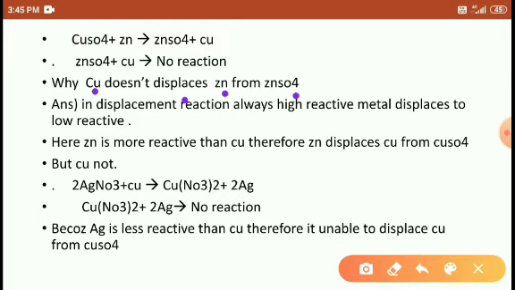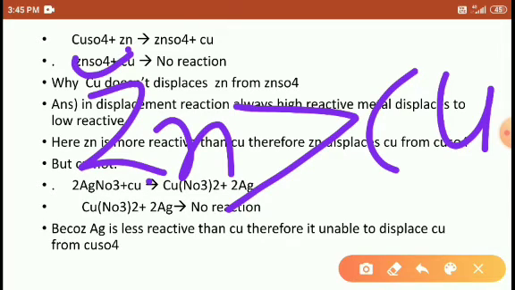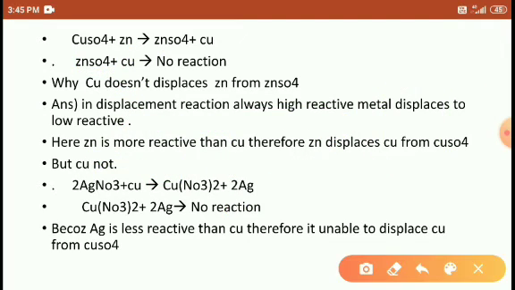Why does copper not displace the zinc from zinc sulfate, students? The answer is here. In a displacement reaction, a highly reactive metal always displaces a less reactive metal. Here zinc is more reactive than copper, so zinc displaces the copper to form zinc sulfate, right? But copper is less reactive, so it cannot displace the highly reactive zinc, right students?